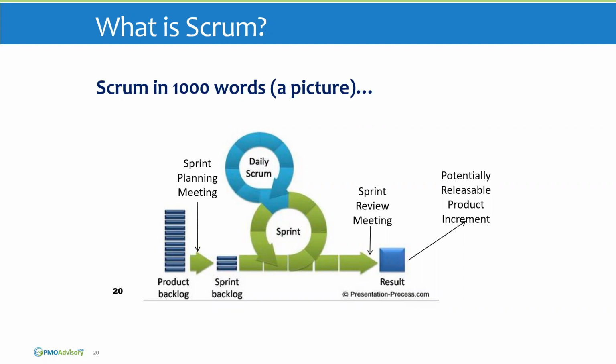At the end of the sprint, after all this work during the sprint, we have a review meeting where we share with the customer what we've done. We only share the things that we've completed, not the things that we're working on that are almost done. They have to be completed. And then we have the result: a potentially releasable product increment. That's what adds value. That's what gives value to our customer. Next slide, please.